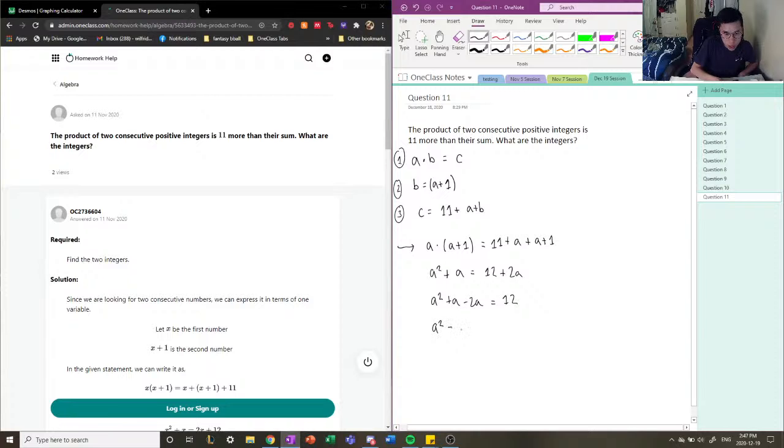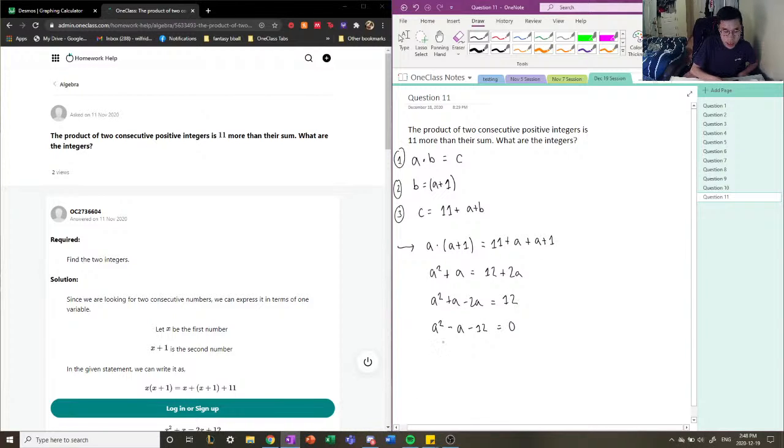So a squared minus a. Why don't we move the 12 to the left-hand side? Now we're trying to look for the values of a that make this equation equal to 0. We didn't manipulate anything, so this is equal to this. If you recognize here that this is actually just a quadratic equation, we can factor this and find the values of a that make this equation equal to 0, and that makes this statement true.